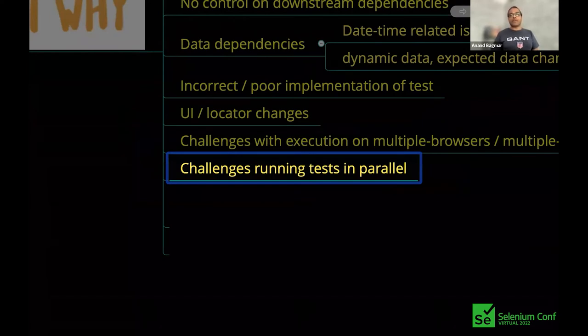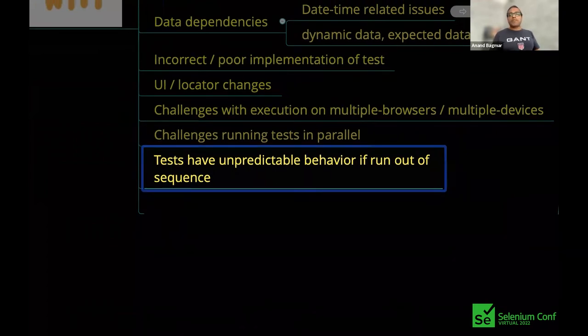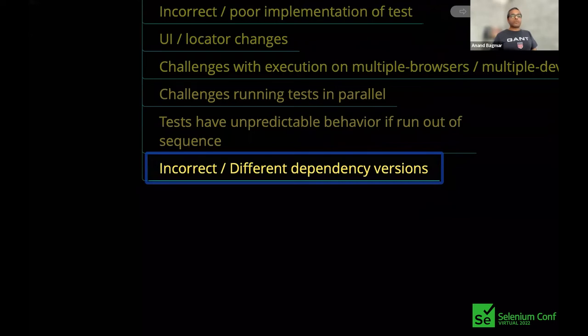Running tests in parallel, if your framework is not designed correctly, you're sharing state between test data, between your test execution, that could be a problem. Unpredictable behavior of your test execution if not run in a particular sequence, which essentially means your tests are not designed correctly. So again, there is unpredictable behavior. There could also be an issue if it's a larger team, more than one person, but the dependencies of the libraries you're dependent on, let's say for example, Selenium or Java version or any other dependencies that you are using, if that is not consistently managed for everyone on the team, that could become a problem. That could have unpredictable behaviors.